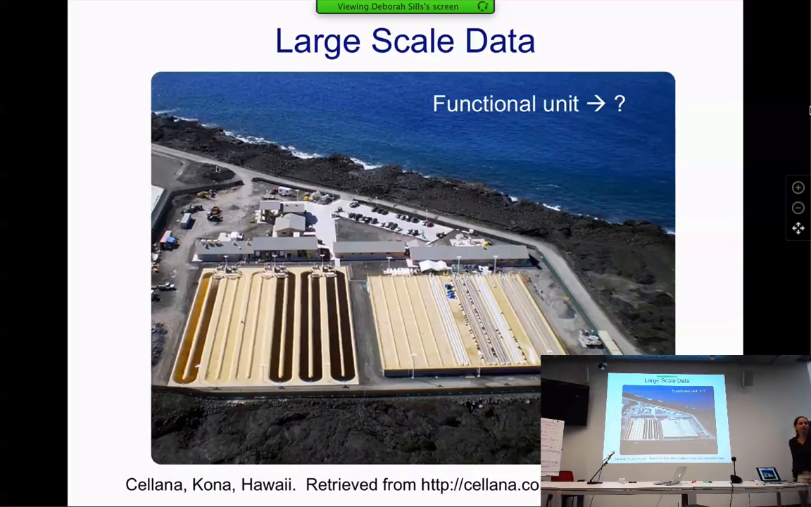What do you think? Yeah. It's Dominic. Dominic, what do you think? Algae.